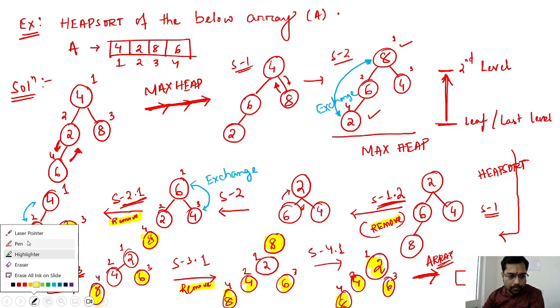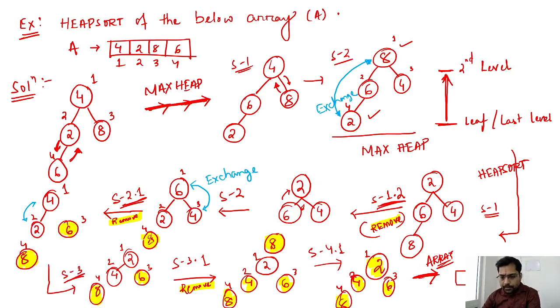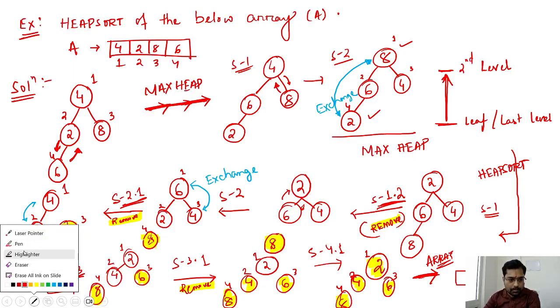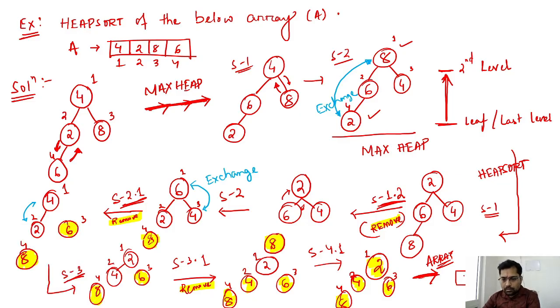Now the elements we will write as per the deletion. Then only it will be the correct heap sort: 2, 4, 6, 8, which is the heap sort. Clear now? So whenever you have deleted or removed one element, you have to convert that into an array, the list of array elements. That list of array elements will be your heap sort.